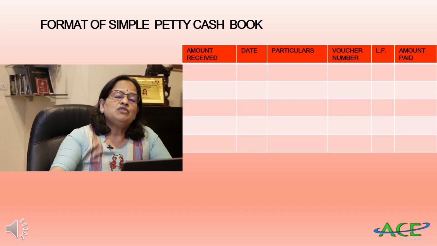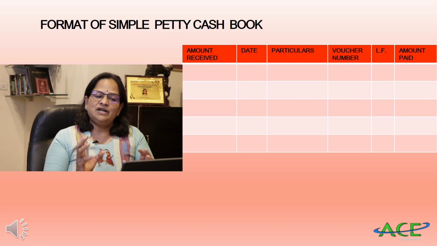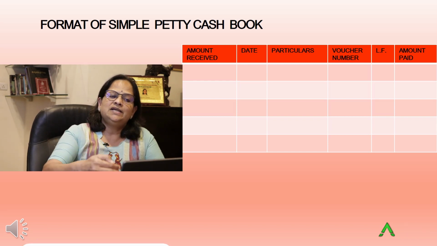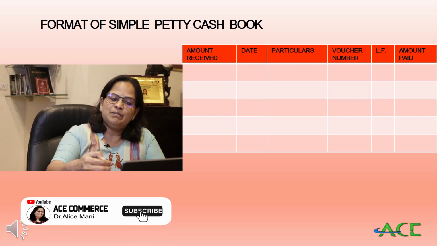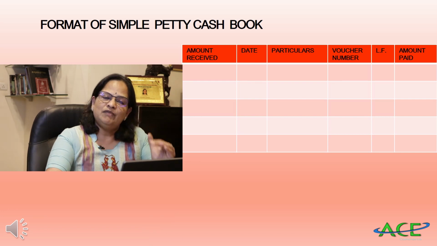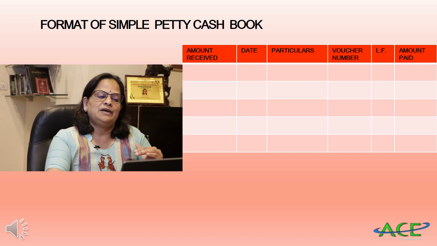So now the format of the petty cash book I have given. It's totally different from the other 3 cash books. One is amount received, that will be the first column. Second is the date, then particulars, then voucher number, ledger folio column and amount paid. So this will be the format. When we do the problems, it will be more clear.